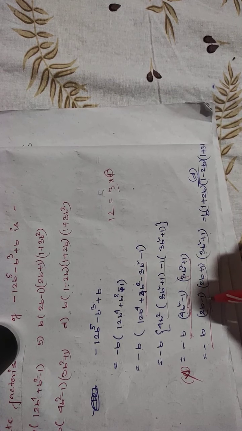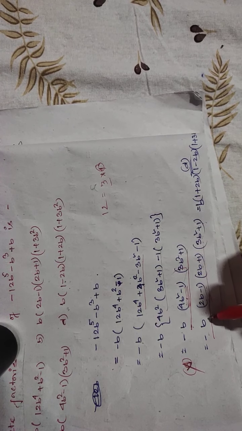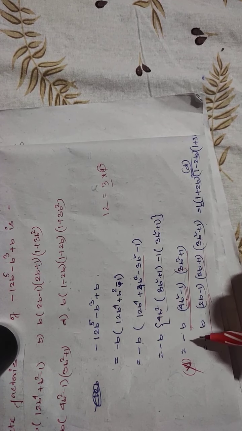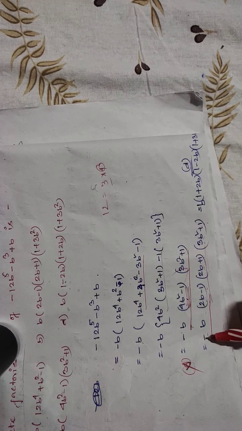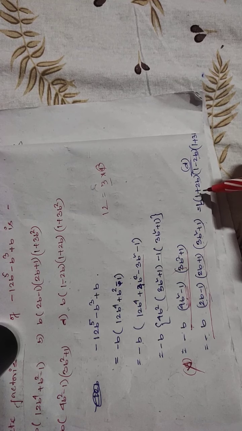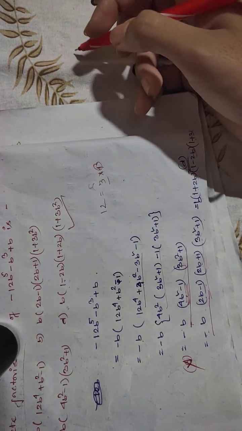So if I do the factorization, we will get 2b minus 1, 2b plus 1, 3b square plus 1. So now again if you match with the options, it will not match, because minus b is not there in any option. So if I write this minus to this term, it will be 1 minus 2b. So b into 1 plus 2b, 1 minus 2b, 1 plus 3b, that will be your D option, which is correct.